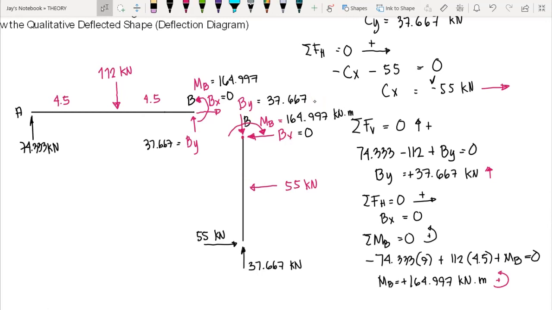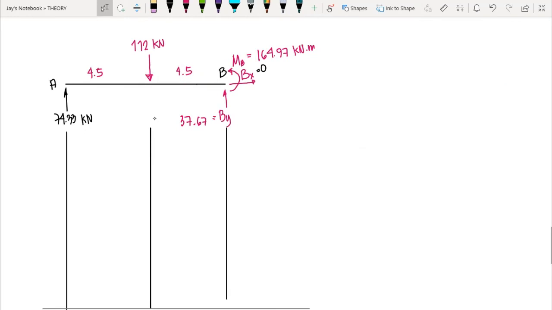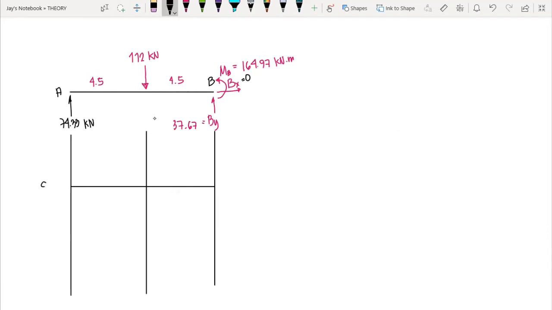So since we have already computed the internal forces, we can now draw the shear and moment diagram for each member of our frame. For this, we can just use the area method, or if you have time, you can use the shear and moment equations to do the shear and moment diagram. So let's start with the shear diagram.